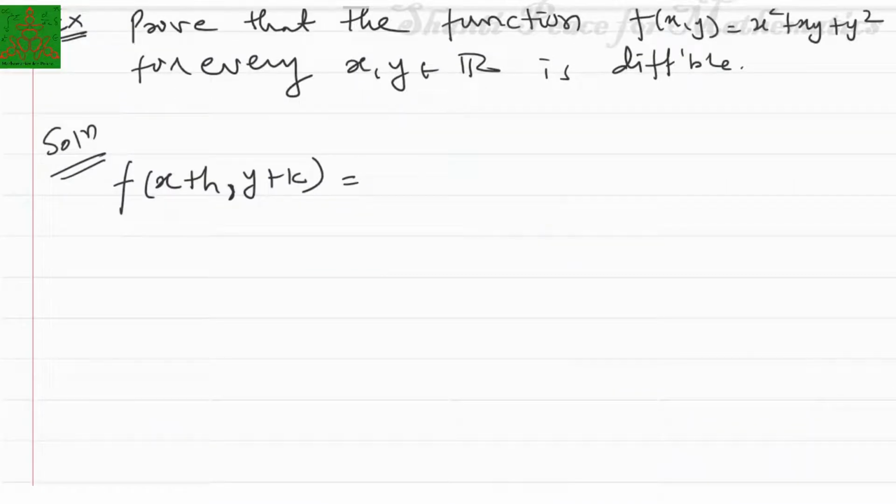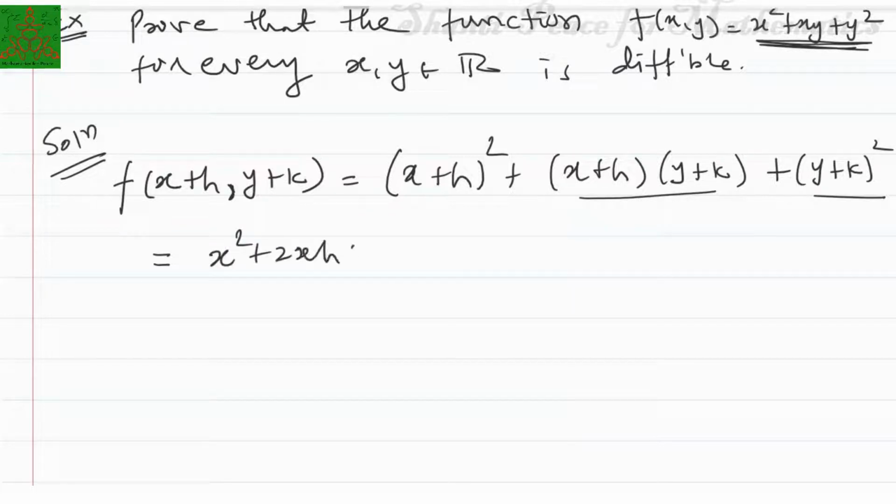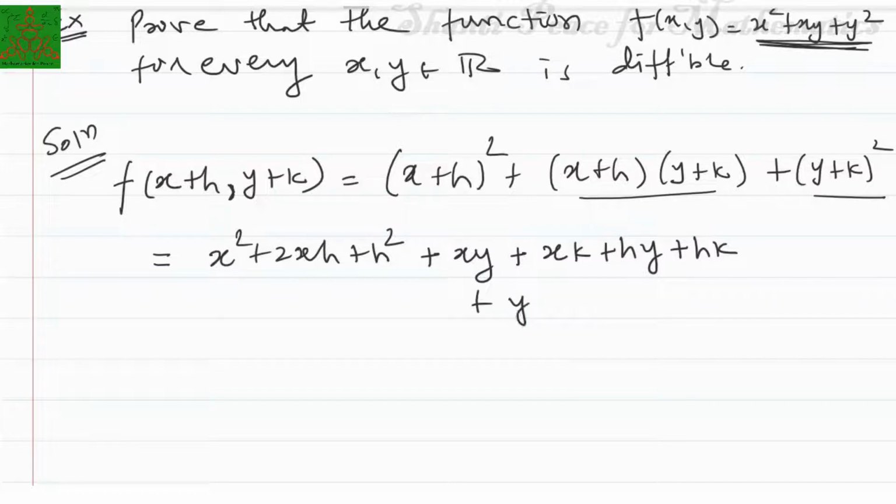Now as per the definition, that is x square plus xy plus y square, that is the given function. This is (x plus h) square plus (x plus h)(y plus k) plus (y plus k) square. Now if you expand this, this is x square plus 2xh plus h square plus xy plus xk plus hy plus hk plus y square plus 2yk plus k square.